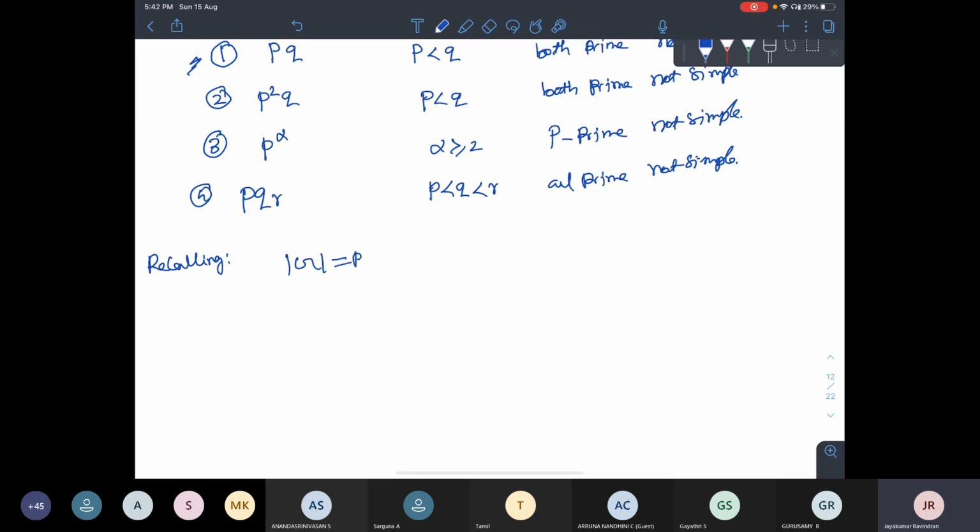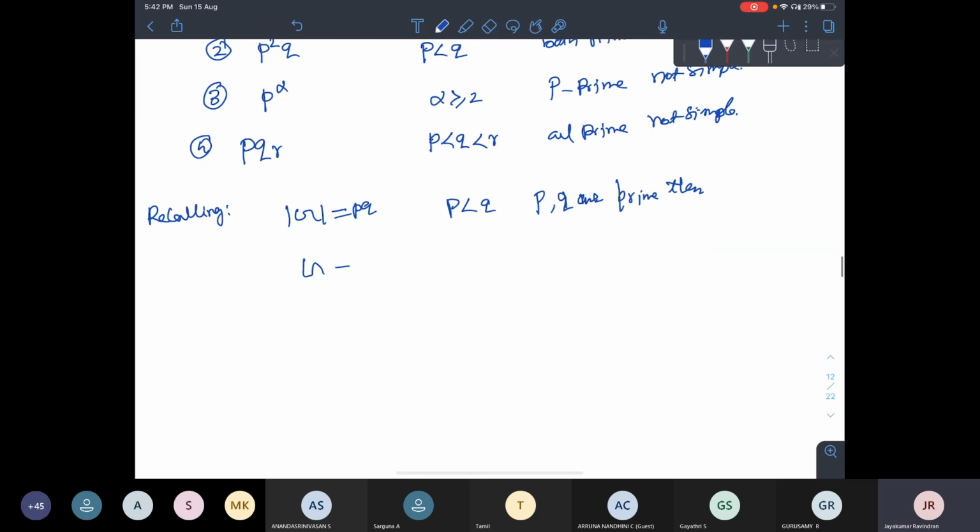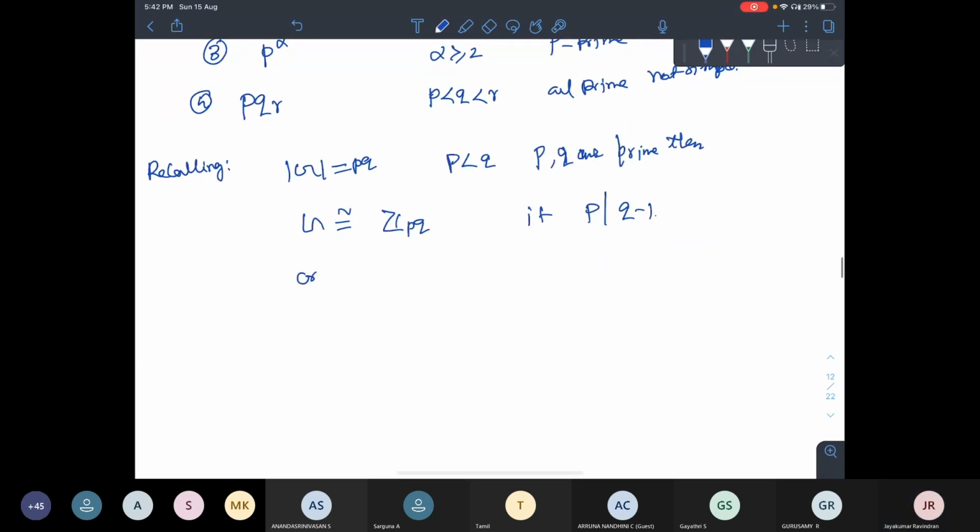If G is of order PQ, P less than Q, P and Q both prime, then G is isomorphic to ZPQ, the cyclic group, if P does not divide Q minus 1, like 15, or G is isomorphic to the unique non-abelian group.